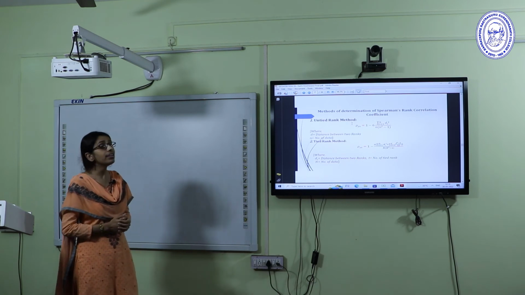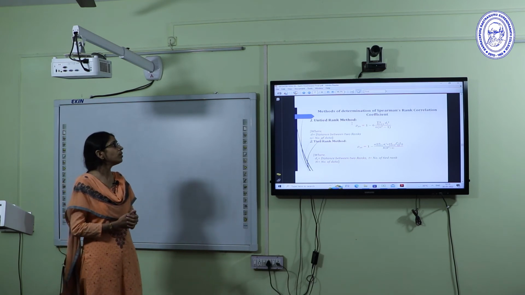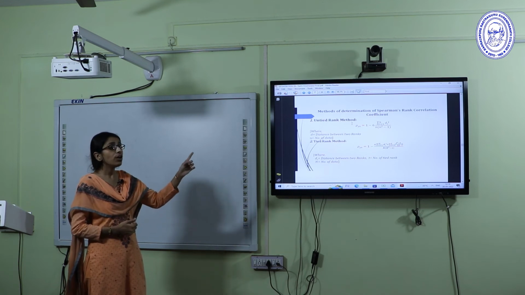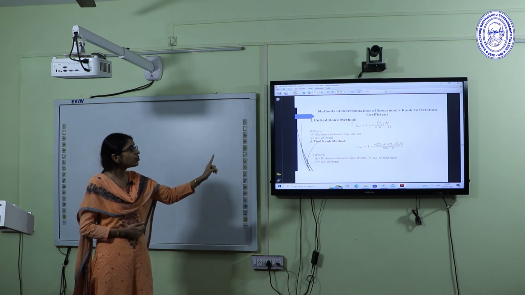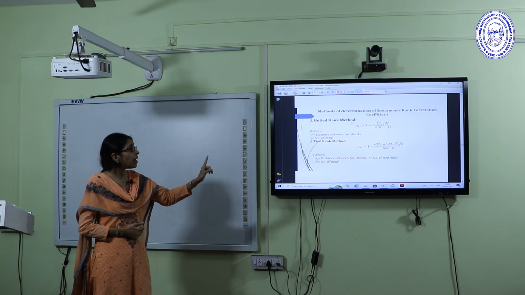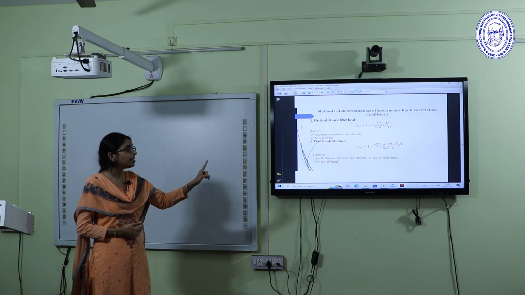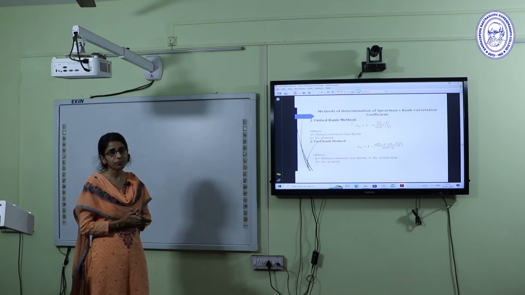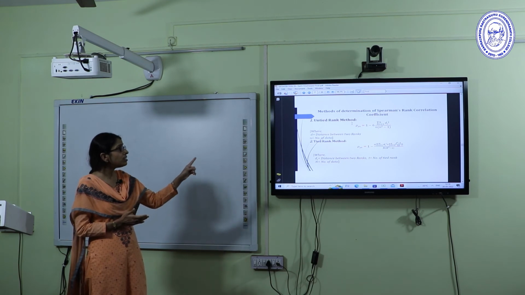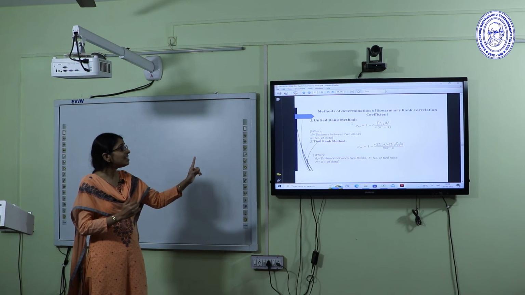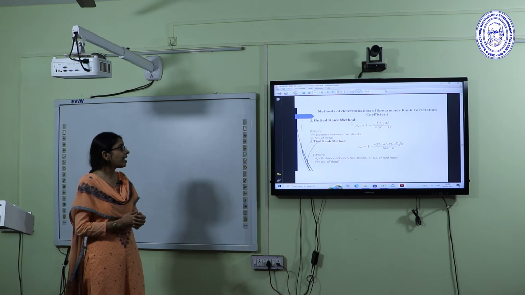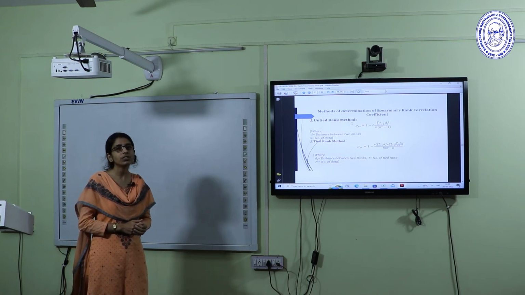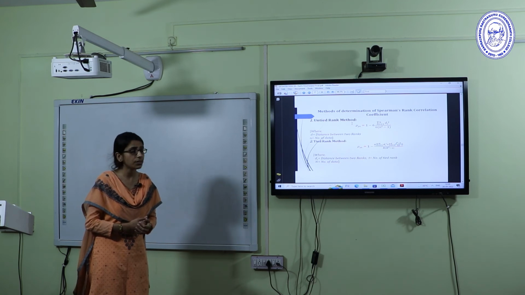The second one is the tied rank method. It is slightly different from the untied rank method, where rho yx equals 1 minus 6 into summation di square plus summation t cubed minus t by 12, divided by n into n square minus 1, where di, as you know, is the distance between the two ranks, t equals the number of tied ranks, and n equals the number of data or the observations of data.